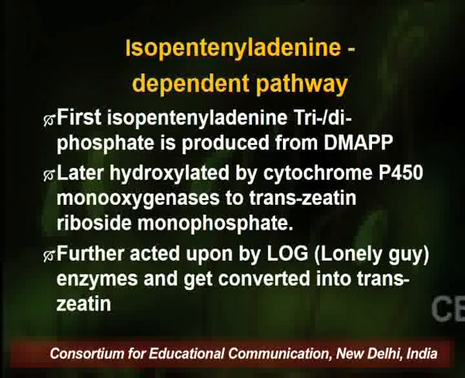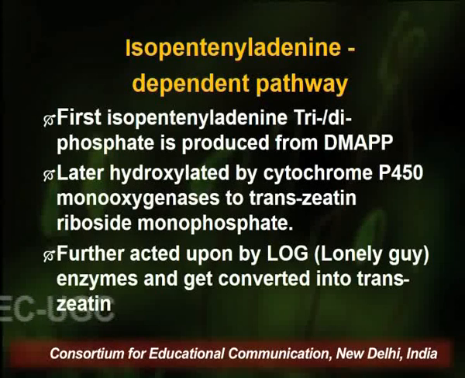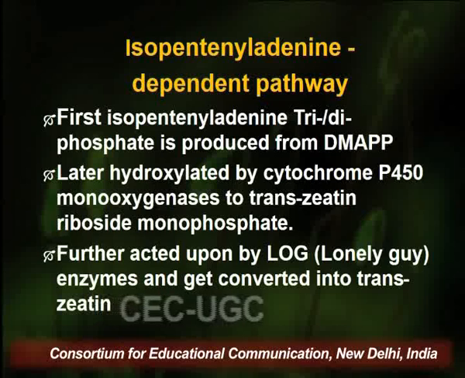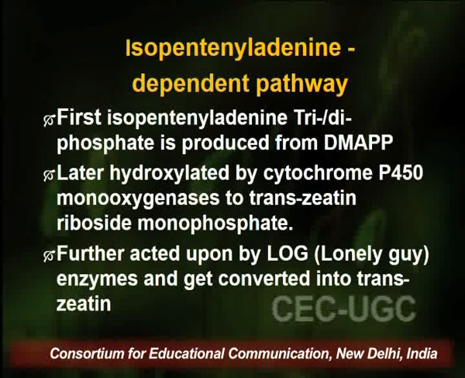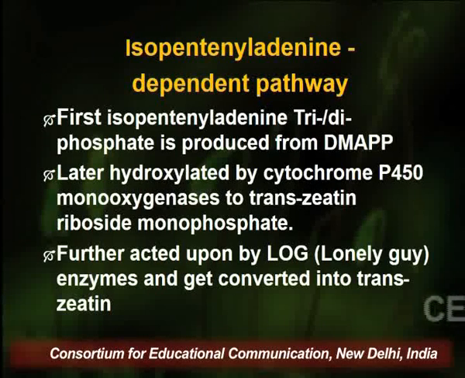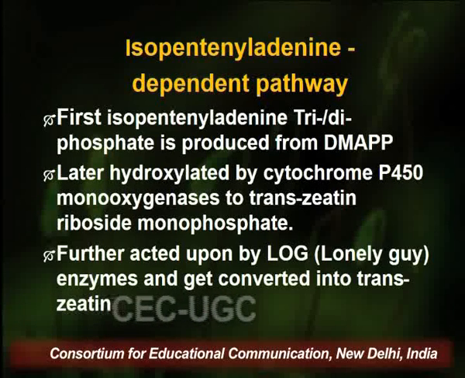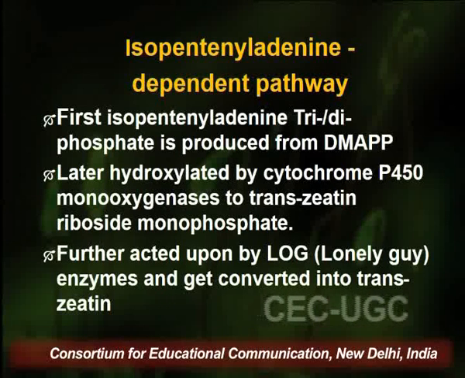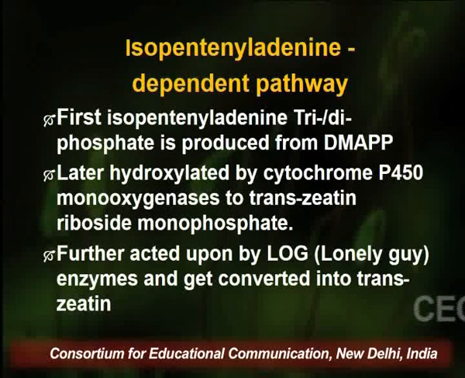And this DMAPP can directly get converted into isopentenyl adenine monophosphate if an adenine monophosphate molecule is attached. Later this undergoes hydroxylation by cytochrome P450 enzymes, thereby producing trans-zeatin riboside monophosphate. So isopentenyl tri- and diphosphate are acted upon by the cytochrome P450 monooxygenase enzyme, thereby converting the isopentenyl triphosphate or diphosphate into trans-zeatin riboside monophosphate.